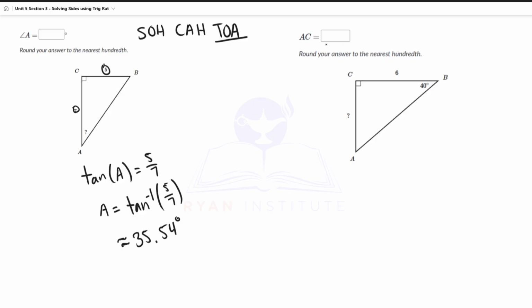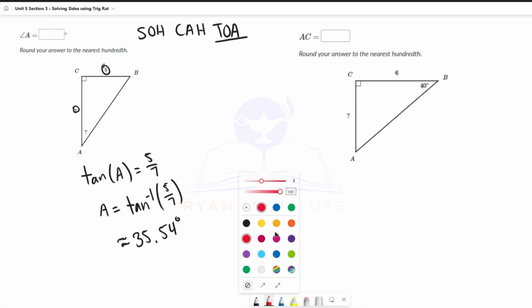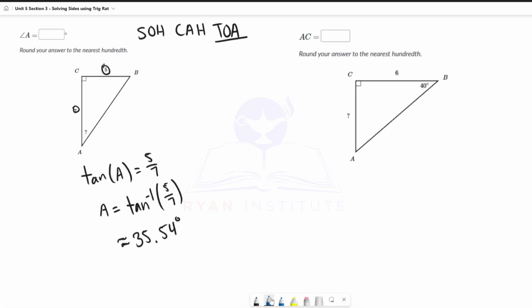All right, let's take a look at this next question where we are given this angle B and we want to find this side right here. And I'll actually do this in a different color so that you guys don't get the two mixed up. Do it in blue. Why not? So we're given the adjacent side and we're looking for the opposite side. So once again, we are going to be using tangent.